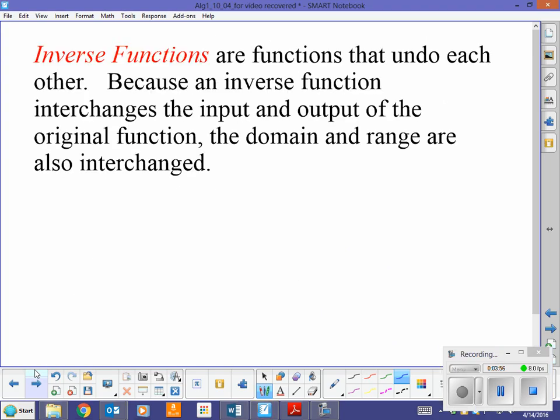Okay. Inverse functions, so this is what I was alluding to earlier. This is a vocabulary term here. Inverse functions are functions that undo each other because an inverse function interchanges the input and output of the original function. The domain and range are also interchanged or switched. So what was the domain of the original function becomes the range of the new function, and what was the range of the original function becomes the domain of the new function, the inverse function. Okay, so let's get those vocabulary terms in our notes, and then we'll move on.